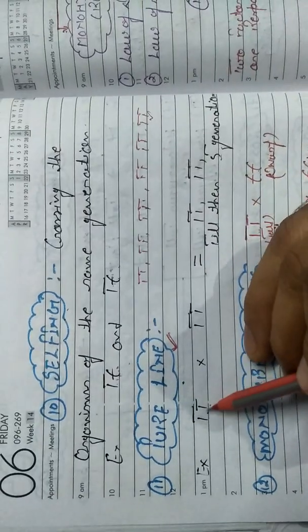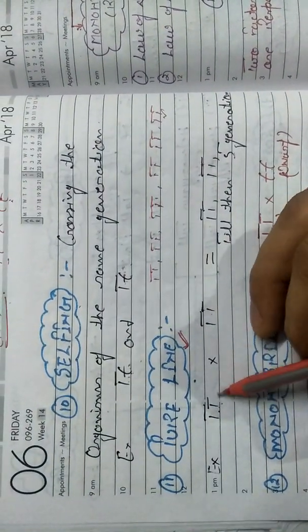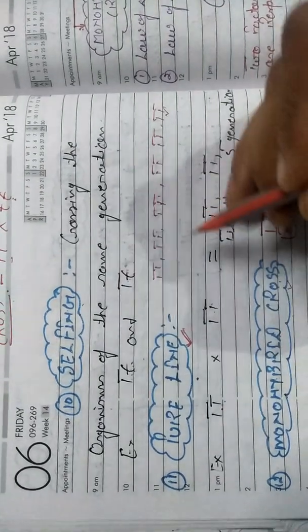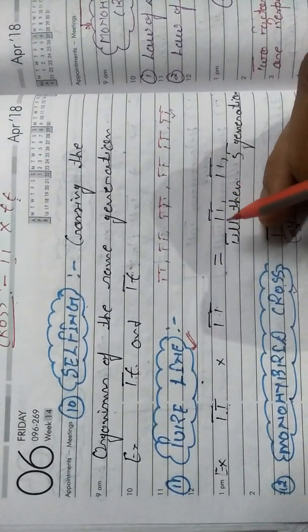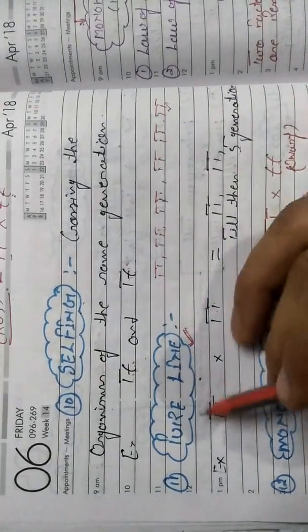So this is selfing. Pure line means whenever crossing or selfing takes place between two organisms, and this breeding or crossing continues till the fifth generation, this is known as pure line.